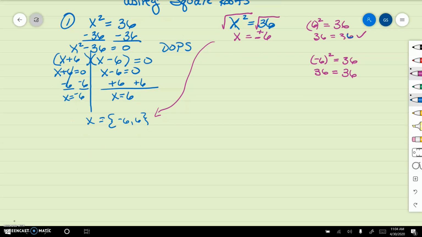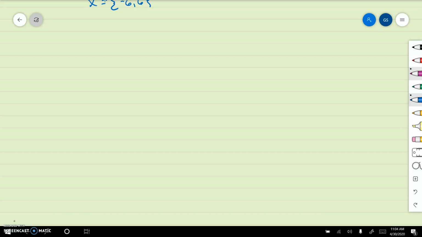Okay, so let me try another example here. 5x squared equals 20. Okay, so we are going to get x alone, okay? Just like we've always done it with old, linear equations. So the first thing to get this x alone is to divide by 5 on both sides. This is called isolating x squared. All right, so now we have x squared by itself, isolated, equals 4.